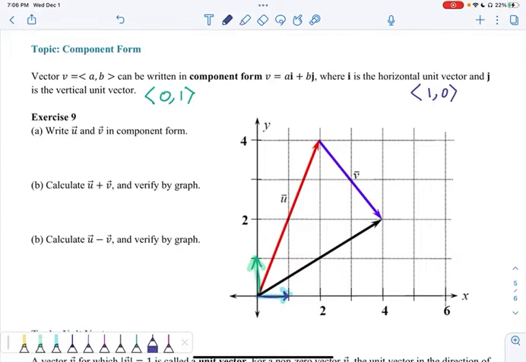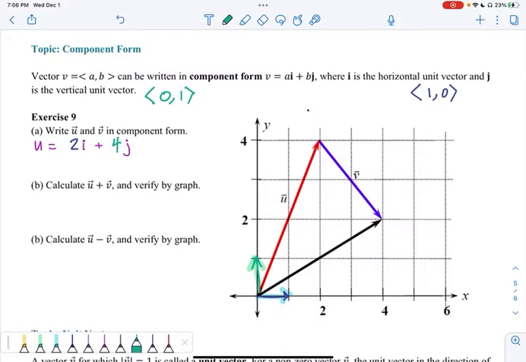If I have this vector u, I could write it in component form. So what that means is, I want some amount of i's plus some amount of j's. Well, how far does u go in the horizontal direction? It looks like u goes 2 units in the horizontal direction, and then 4 units in the vertical direction. So I would have 2i plus 4j.